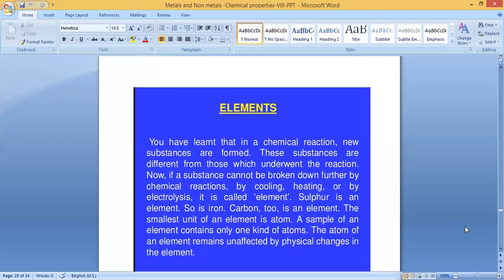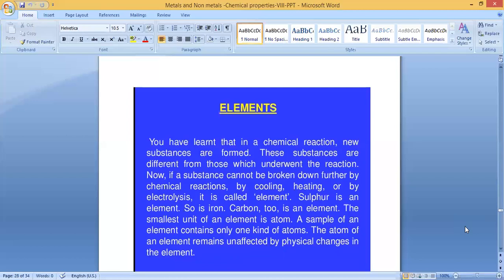Then what are elements? You have learned that in a chemical reaction, new substances are formed. These substances are different from those which underwent the reaction. Now, if a substance cannot be broken down further by chemical reactions, by cooling, heating, or by electrolysis, it is called an element. Element means it is the simplest form.